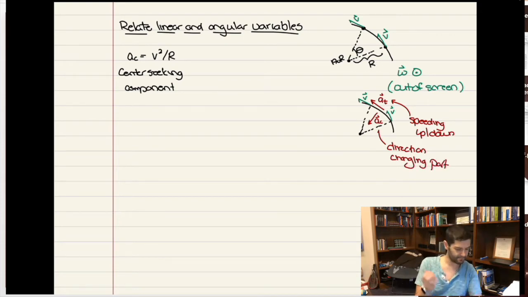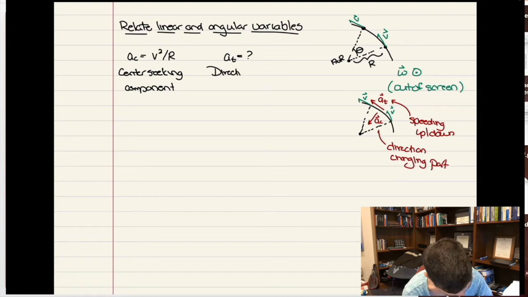We've seen this so many times now already, but now I'm just recasting it again in terms of circular motion. So how could I specify that in terms of all of our angular variables? This is the direction changing. No, sorry, that's wrong. This is the speed changing, or the magnitude.